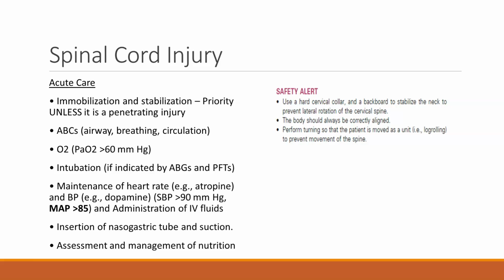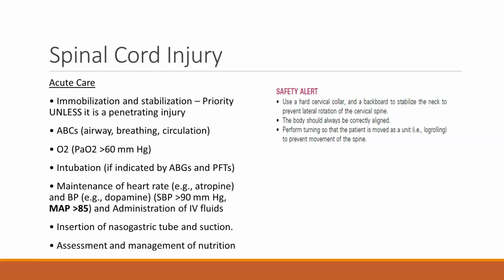All right, we want to try to maintain that PaO2 greater than 60. This always leads me back to what we touch on in respiratory with the 60-60 rule. So if I'm having to use 60% FiO2 to maintain a PaO2 of 60, then we're probably going to start thinking of intubating those clients to maintain their respiratory status. And that leads us down to the intubation, if indicated by ABGs and PFTs.